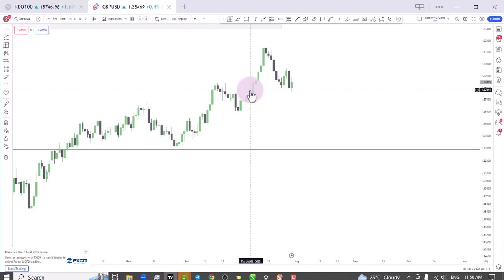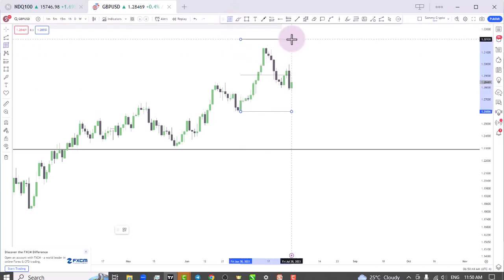Remember, fair value gaps are not the only draw on liquidity. Highs and lows, rejection blocks, liquidity voids, there are many others that can be used. So you just want to find any of the draw liquidity that price could likely respect on the discount. What I mean by the discount is, if you mark it out, price is already in the discount.